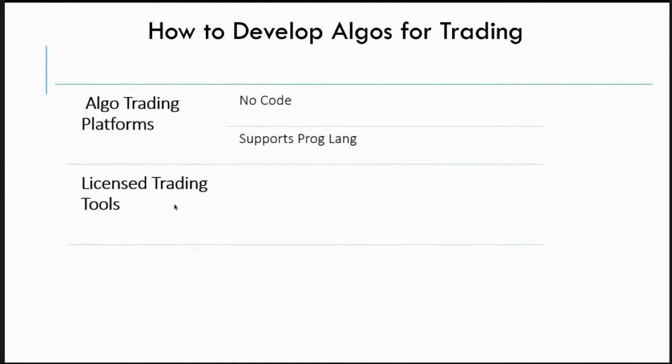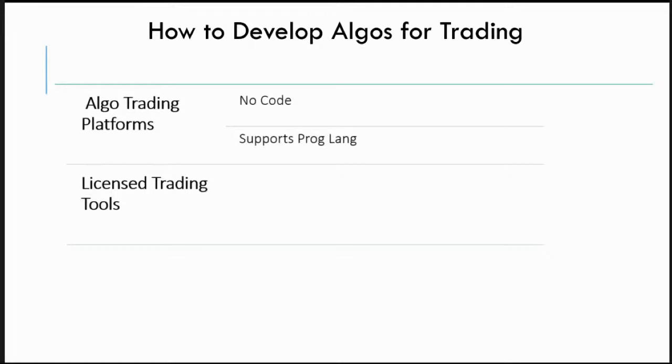The second way of developing the algorithm is using licensed trading tools. These trading tools are client server applications which you can install on your own machine. They are almost similarly sophisticated to the algo trading frameworks, and they provide all the features to connect with the broker, connect with the data provider, do the backtesting, and all other features to do the technical analysis.